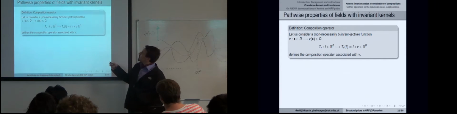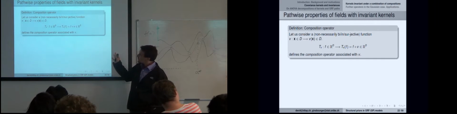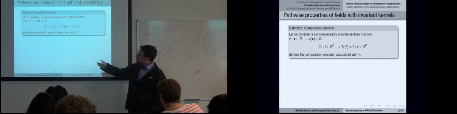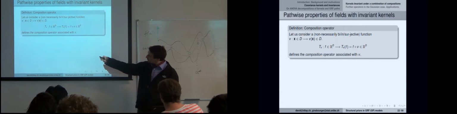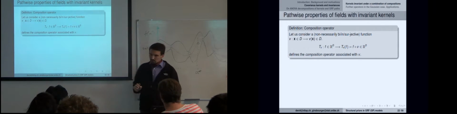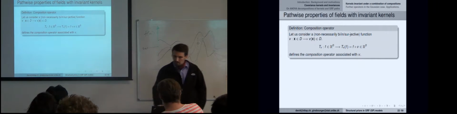So let's consider a function f and a function v that maps a point x onto a point v of x. It doesn't have to be a surjection, actually. So a function v that takes a point of the domain and returns a point of the domain, and denote by T_v the operator that composes f with v. So you're just doing a change of time or a change of space inside of your function f.